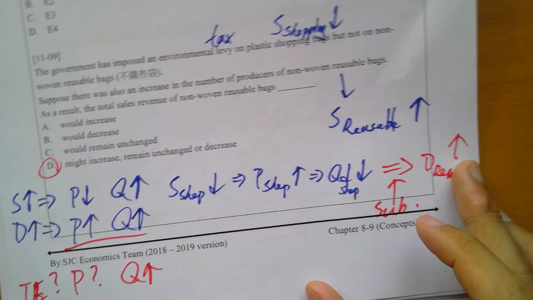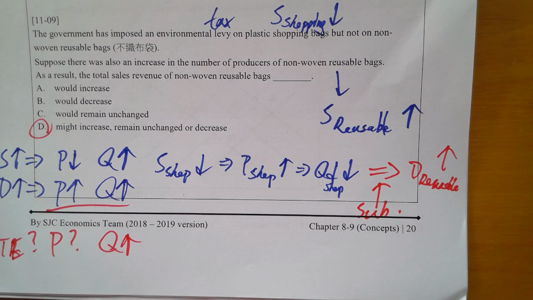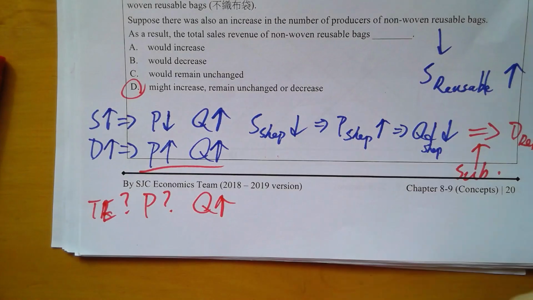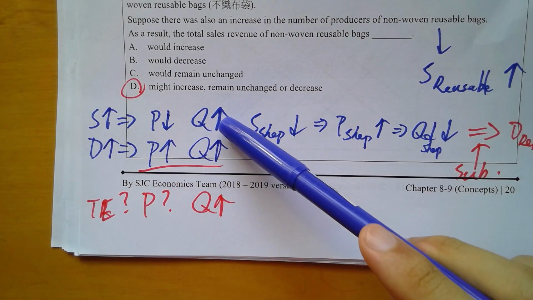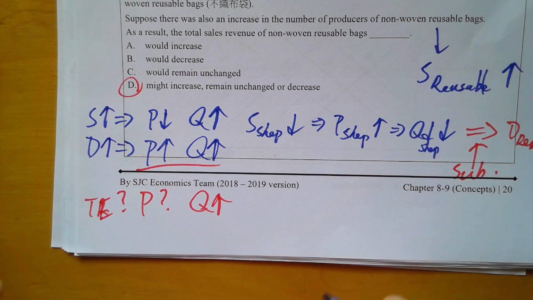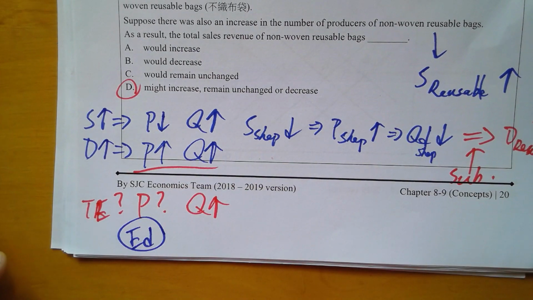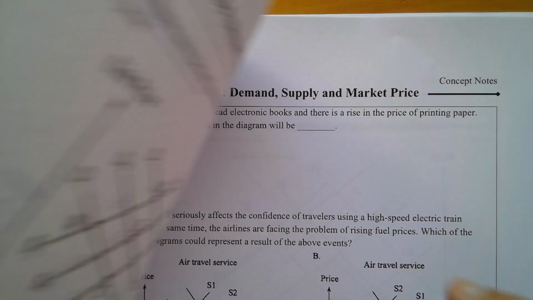Don't be tricked. Don't think too fast, like this one goes up, so the total must go up. No. You don't think like this. Alright? You have to go through these steps. Think about the ultimate change in price and quantity. Okay? Again, this actually depends on elasticity of demand. Alright, next page.